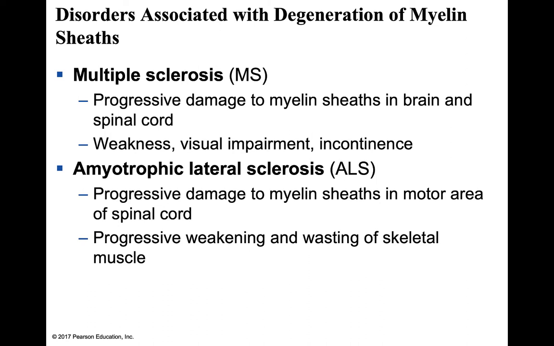Now, ALS, and some of you may have participated in the ice bucket challenge a few years back, which was to let people know about this particular disease. This is a devastating disease. It's progressive in nature, and it is specific to the myelin sheaths in the motor area of the spinal cord. What we see here is a weakening and wasting of skeletal muscle.